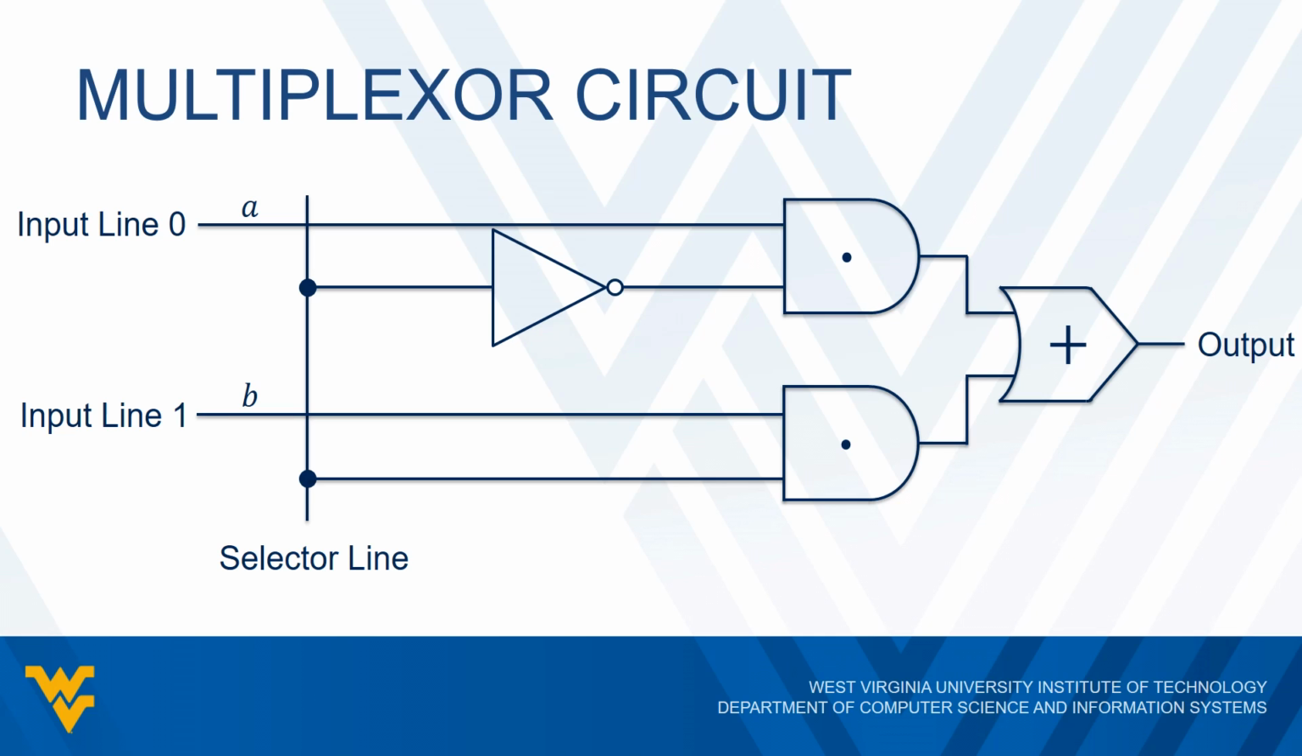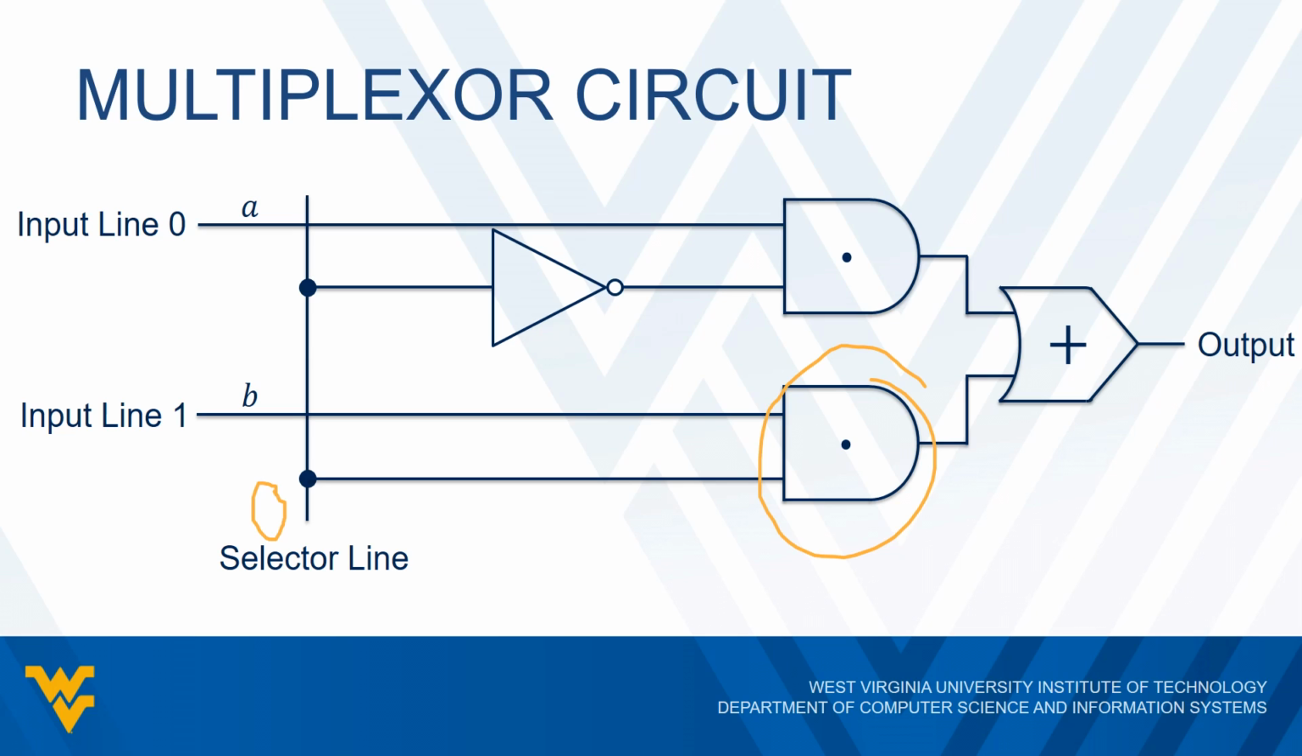So here is an example of a two-input multiplexer circuit, showing what goes inside. Let's say the value of the selector line is 0. So I'm just going to put that right here. Then we take a look at the bottom input line and this AND gate right here, and we'll see that this is always going to be 0, because whatever B is, AND 0 is going to be 0. So this output is always going to be 0.